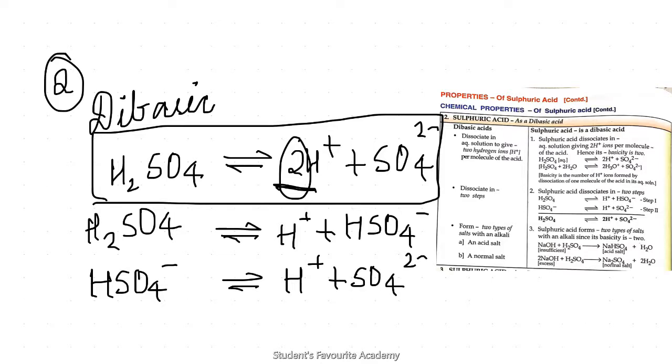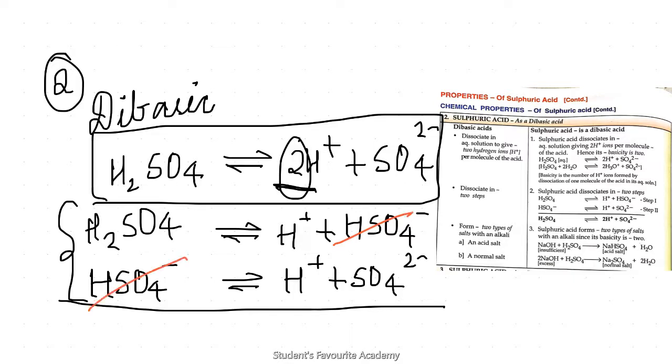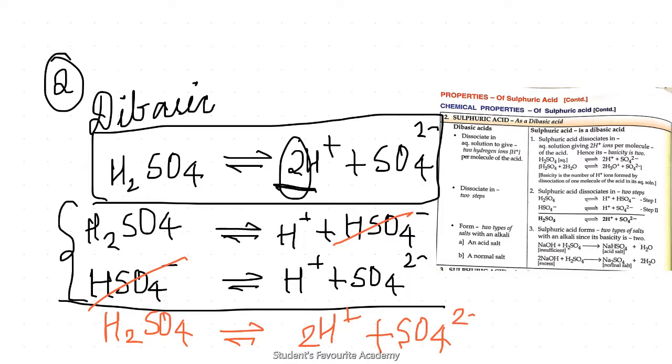So whenever they ask you to write down the reactions of dissociation of sulfuric acid, you will have to write down these two steps, and then finally you can write down the net equation. Why? Because, children, what will happen if you just add these up? The HSO4 minus from both sides will get cancelled, and the net equation will become that H2SO4 gives me 2 H plus ions and SO4 2 minus ions. Alright, so this is the way this equation is formed.